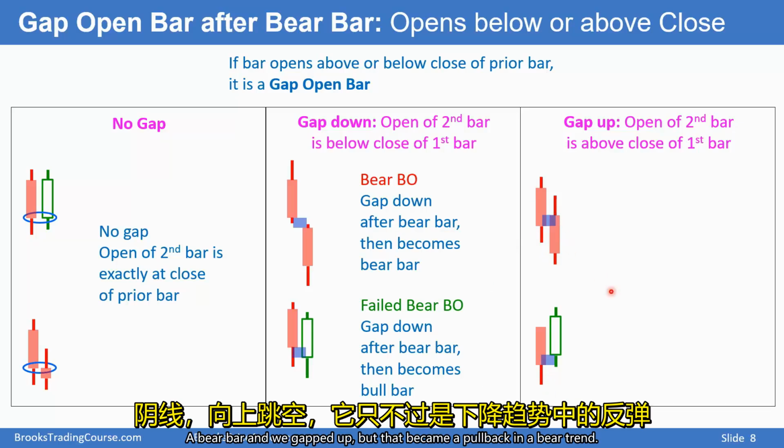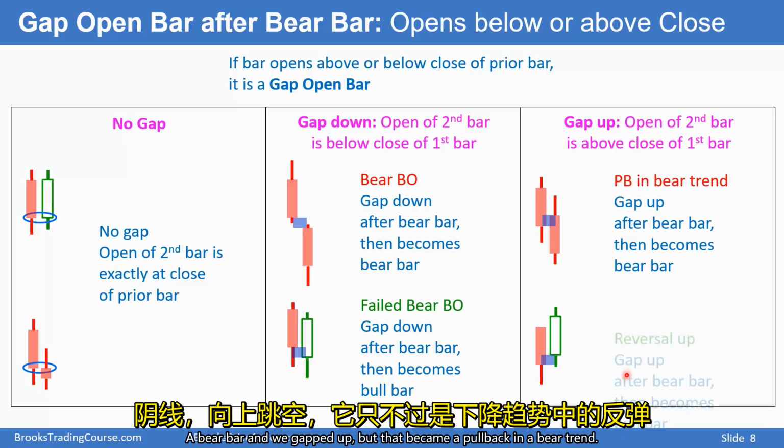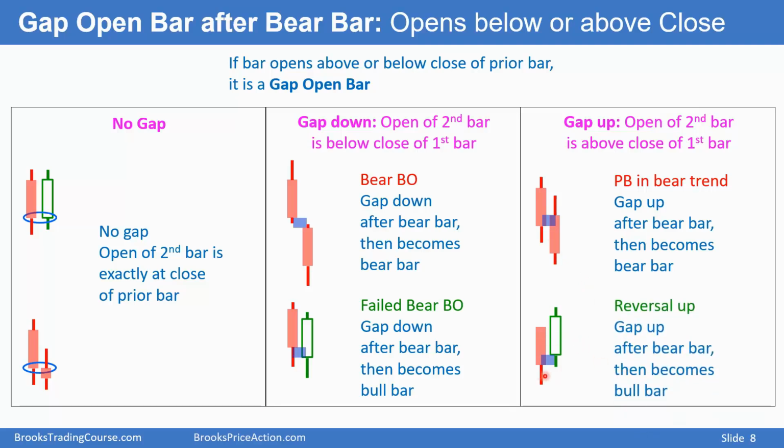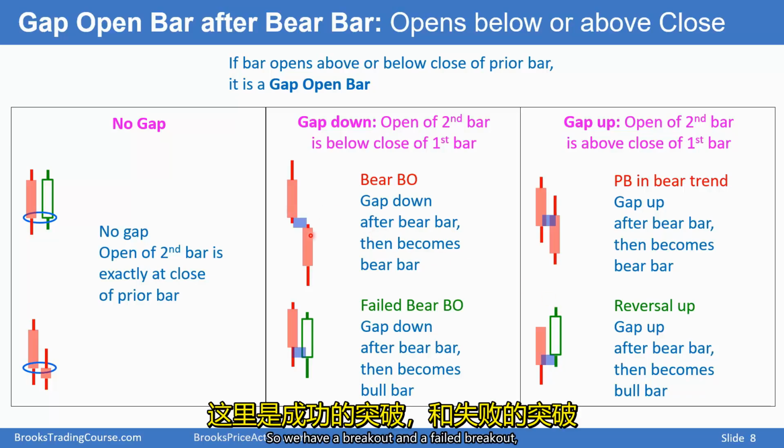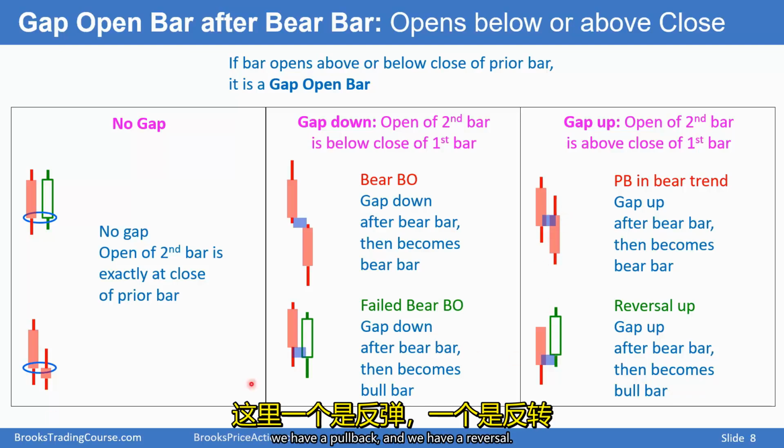A bear bar and we gapped up, but that became a pullback in a bear trend. A bear bar, and then we gapped up and we got a reversal. So we have a breakout and a failed breakout. We have a pullback and we have a reversal.